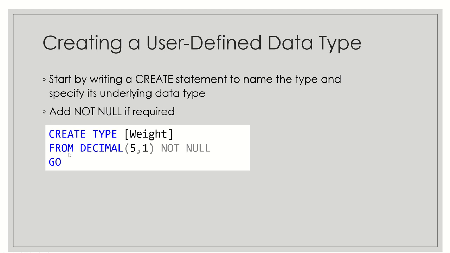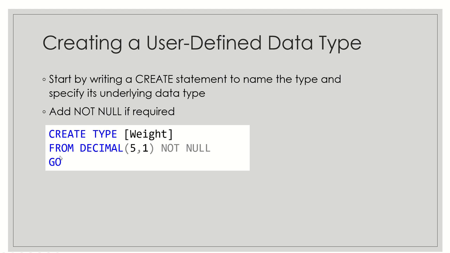We use the word from to indicate the underlying type, which I already determined was going to be decimal 5,1, and I've added not null. So whenever we create a column that is of weight type, that column is already going to have a not null constraint assigned to it.